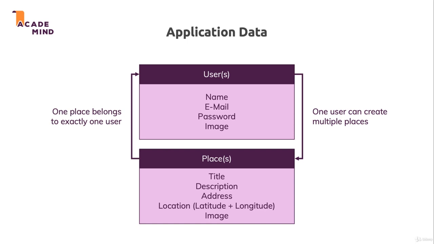But what does this mean for us though? Well, as we have our sign up logic now, this means we can create a new user. We also will create an ID for this user. And this means if we now create a new place, this place will contain the user ID, so the ID of the user it belongs to, and at the same time, the place ID will also be added to the user document, so to the user data.